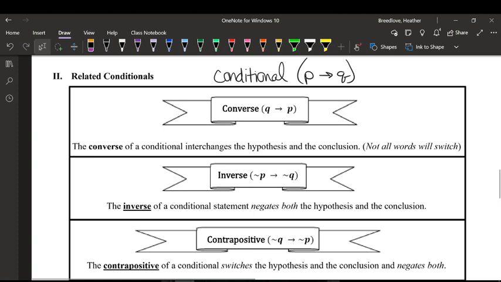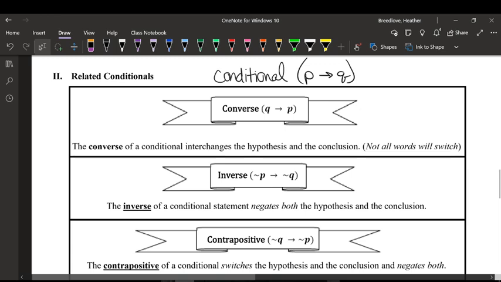Inverse is like a conditional if P then Q, but it's not P and not Q. So inverse is not, not. Inverse, not P, not Q. And the inverse of the conditional statement negates both the hypothesis and the conclusion. So that symbol for the word not is in front of the P and the Q. So you're using the word not 2 times, just like in the letters.